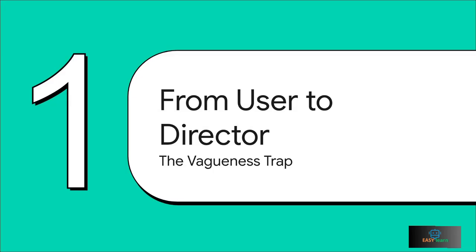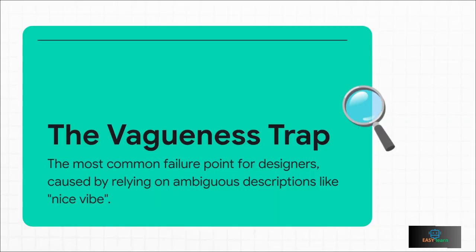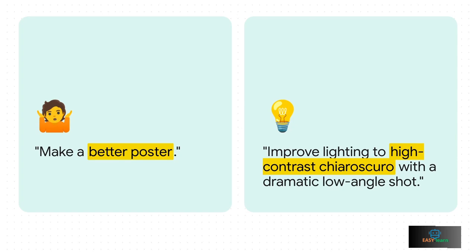So our very first step on this journey from user to director is learning how to sidestep something I like to call the vagueness trap. And listen, we have all fallen into this trap. We ask the AI for a nice vibe or to make it more engaging. But here's the thing, those are feelings, they're not instructions. The AI is absolutely incredible at synthesizing specific details, but it has literally no idea what a nice vibe actually means to you. So the solution is you have to become a translator.